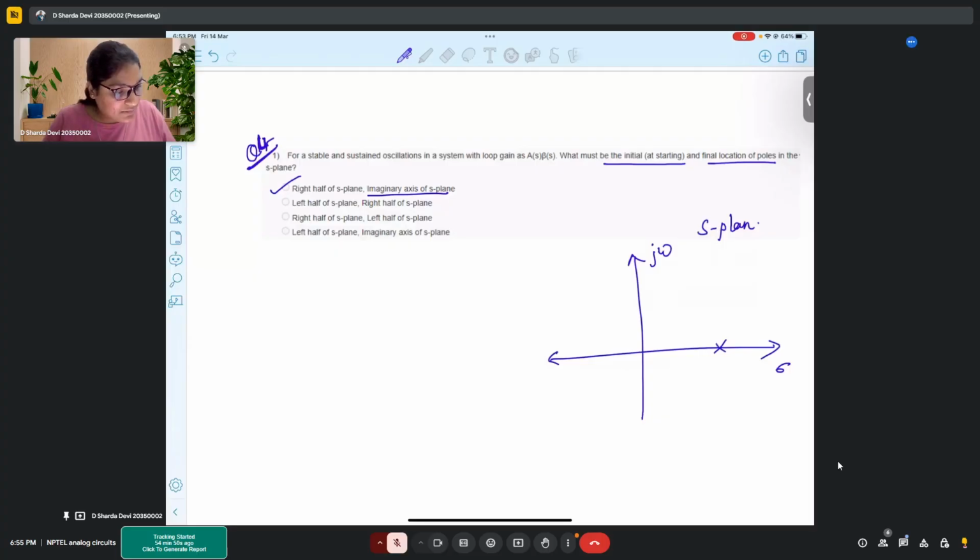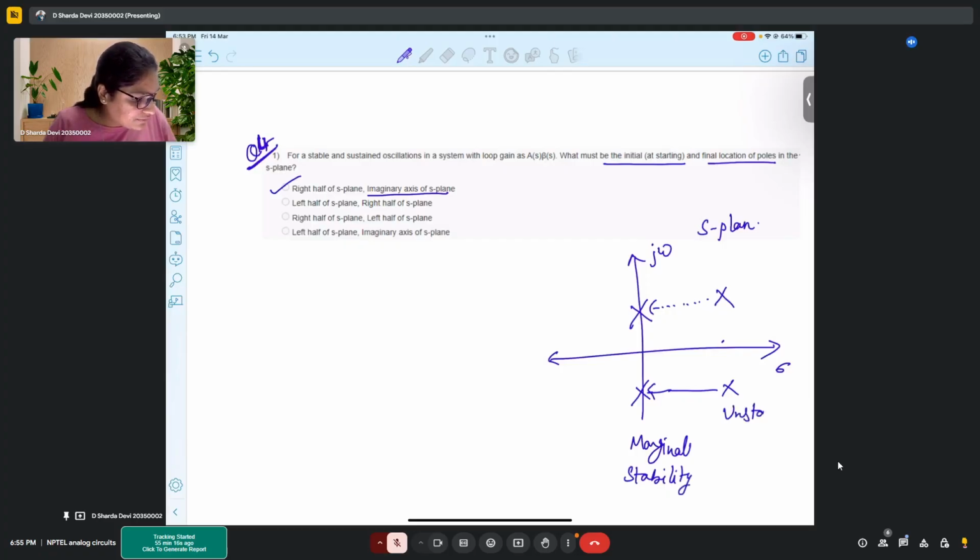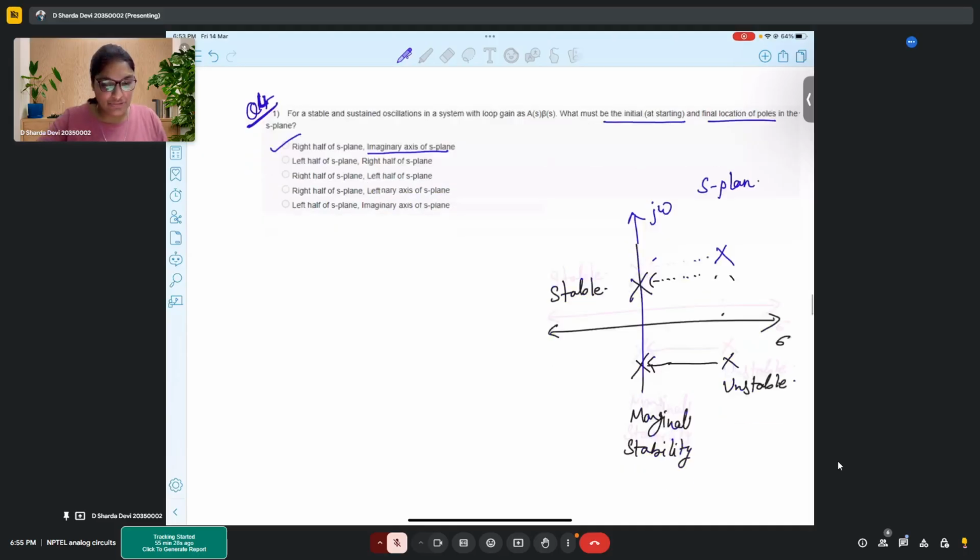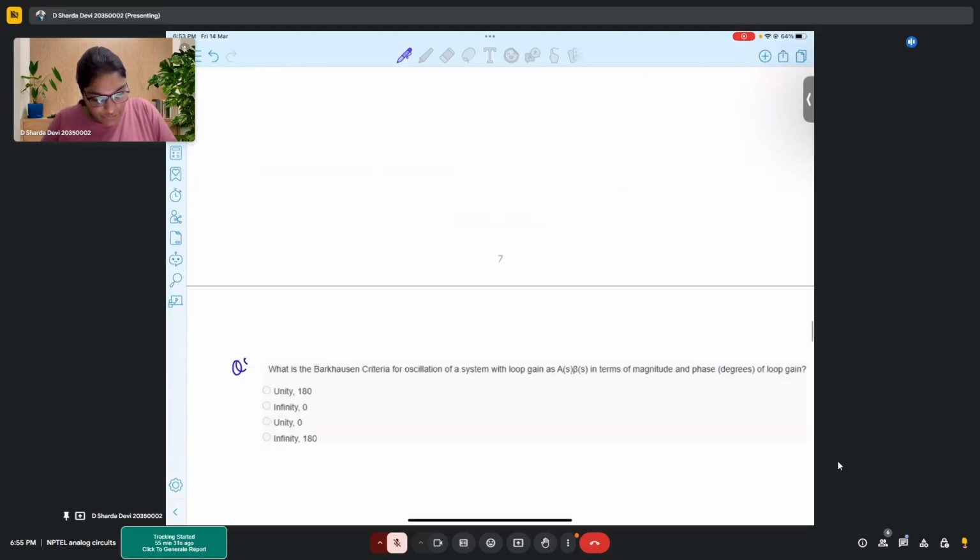So earlier, let's say the poles were somewhere here. Then what you do is you shift those poles and you bring them here. So this is for marginal stability. And this is the unstable region. And here it is the stable region. Yeah, so first you make your circuit unstable, then you bring it to marginal stability to sustain the oscillations. Okay. Now moving on to the next problem.